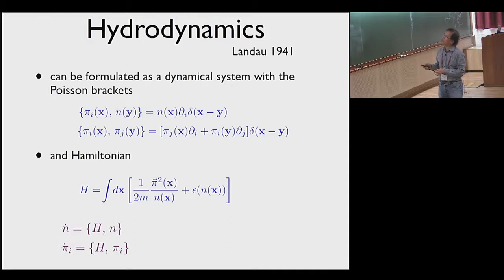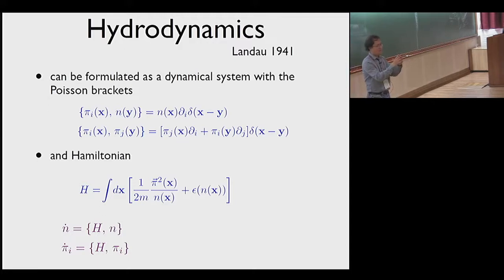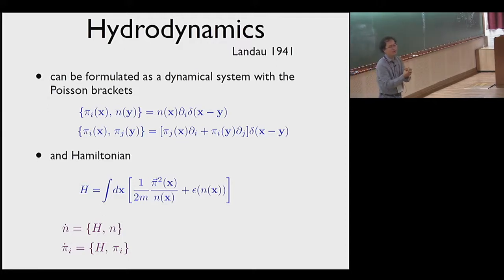So the kinetic energy is written in terms of the momentum density, pi, and the particle number density, n. So pi squared divided by 2mn, you can see it's the kinetic energy of a fluid of particle mass m, moving with velocity pi divided by n. And epsilon is the internal energy of the fluid. It's the density of energy as a function of the density of particles. So here we assume that the fluid is at 0 temperature.